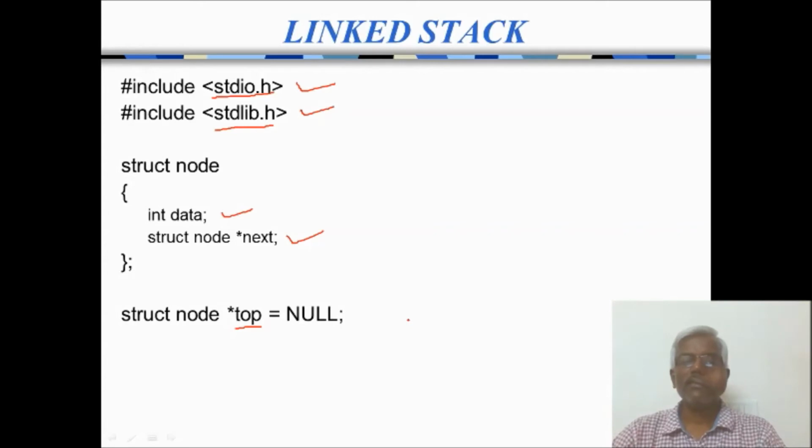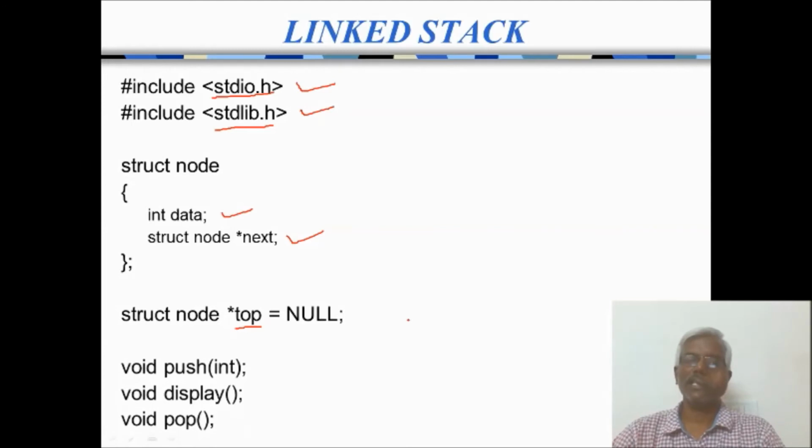What next? We have to declare all the functions which are going to be used here. In the linked list, what are all the functions we used? You just recollect. One is display, another is for insertion, there are 3 functions, for deletion there are 3 functions, and create. So there are 8 functions we used in the linked list, but here one is for push, another for pop, another for display. So only 3 functions are enough. I declare those 3 functions: push, display the stack, and pop. So our global declaration part is over.